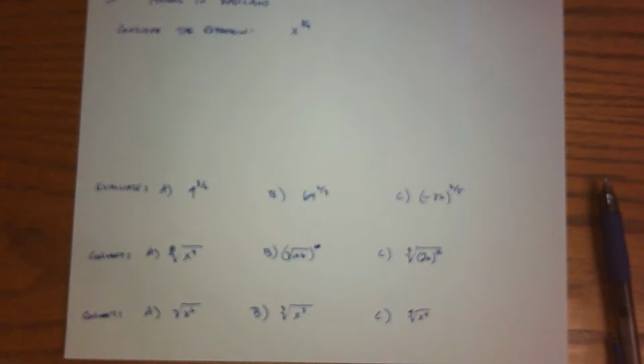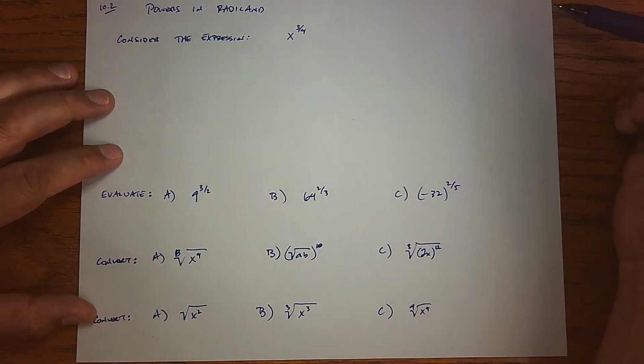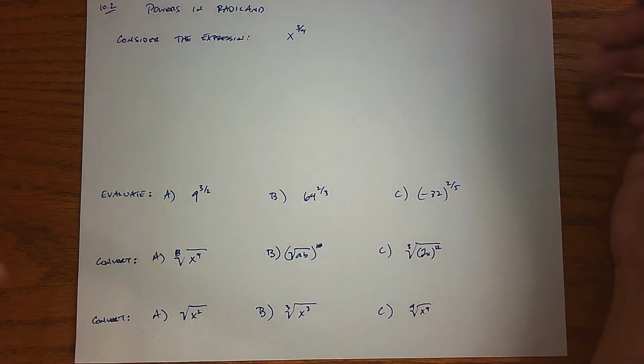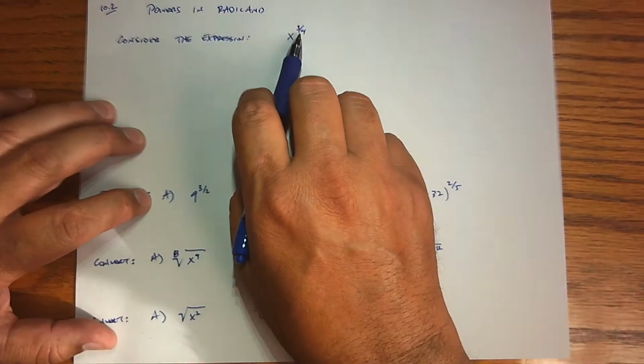Okay, so let's take a look at what happens when my radicand actually contains more power. In the last video I was a little sneaky, I had that, but we just kind of worked around it. But in this case we really need to take a look. So to start our little journey, let's consider x to the 3/4 power.